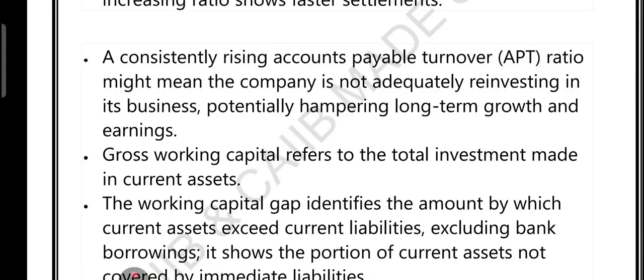Now friends, let's have a look at the next ratio. Ever wondered how money flows in a business from buying goods to receiving payment? Let's break down working capital and the operating cycle in plain English.